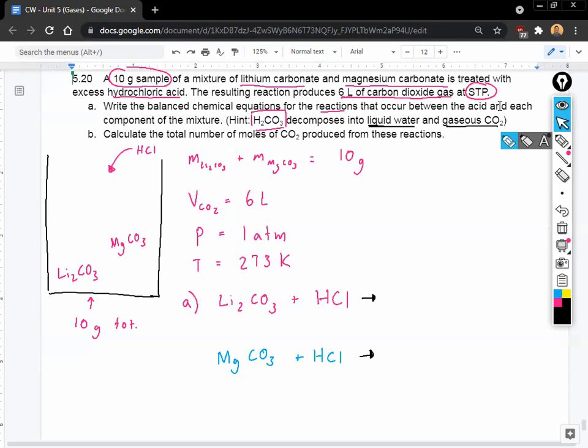Alrighty, guys, so I'm gonna start going over the balanced chemical equations. If you guys are still working on it, feel free to do so, but let's get into it. So let's look at the first one. We have lithium carbonate and HCl. So we're gonna do double replacement. So lithium is gonna react with Cl. So what is lithium's charge?